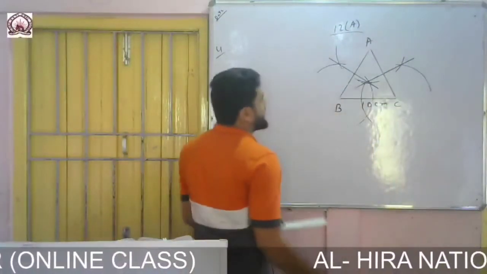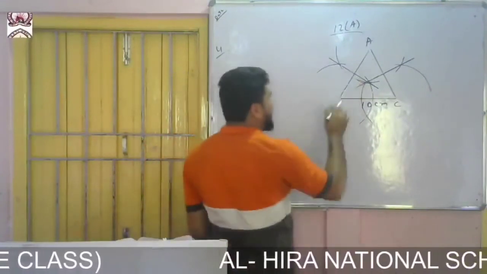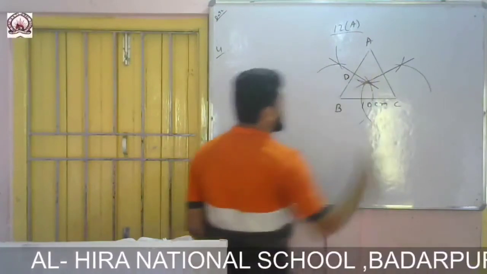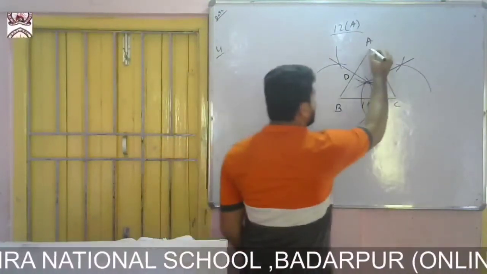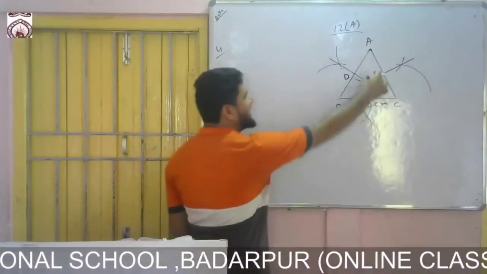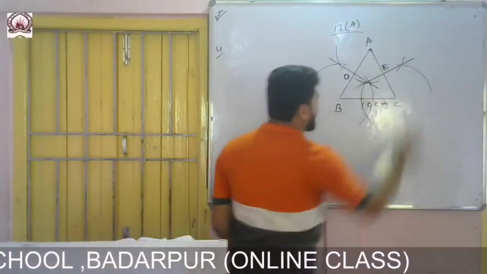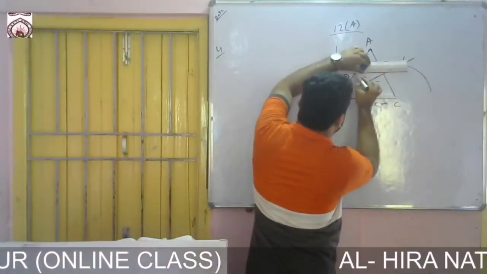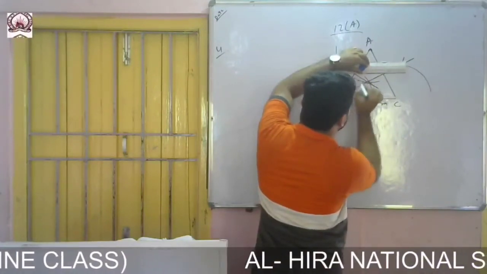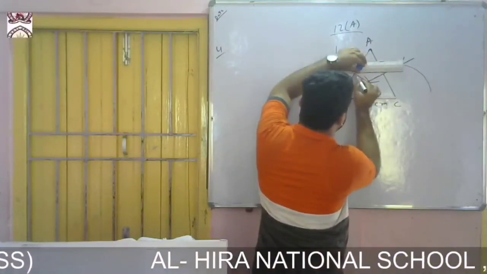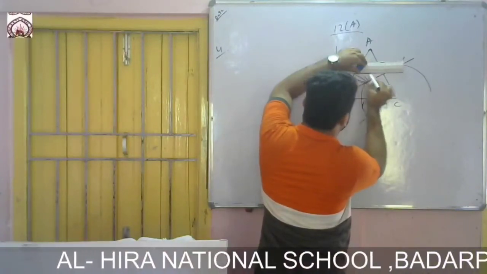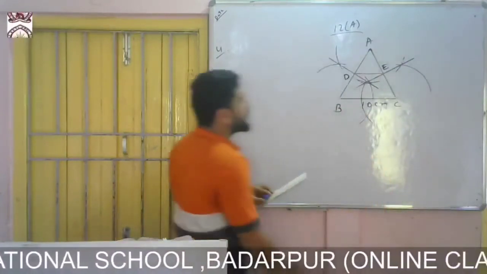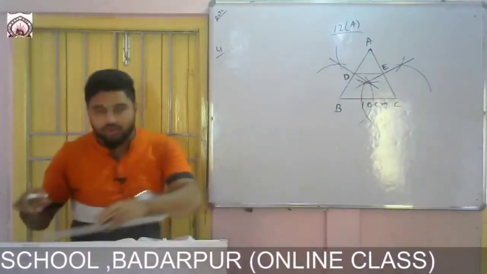Now you see, where AB has been intersected by this line, this is the midpoint. So this is D. And where the line AC has been intersected, this is E. Now if we join these two points, then this will be the required line, which is parallel to BC. So this is the diagram.